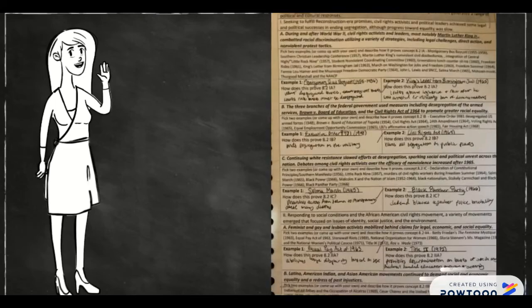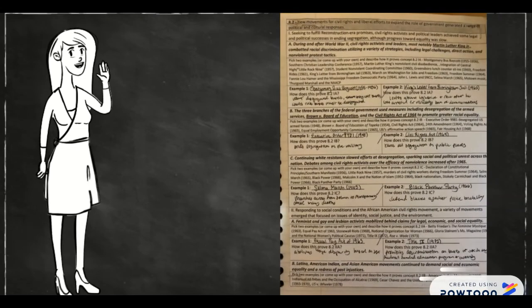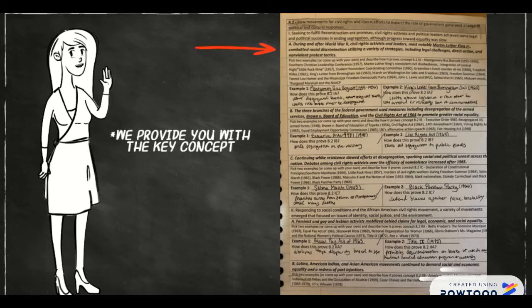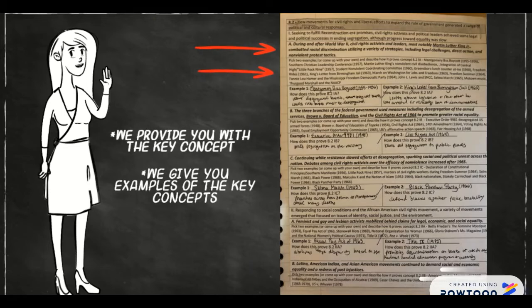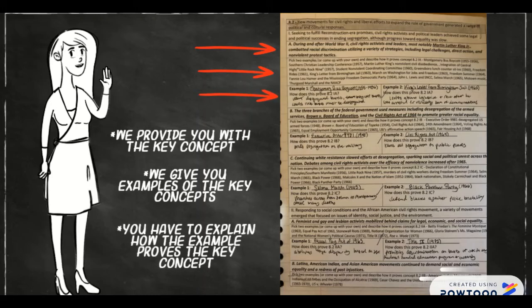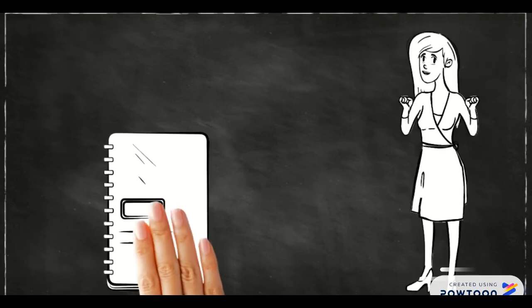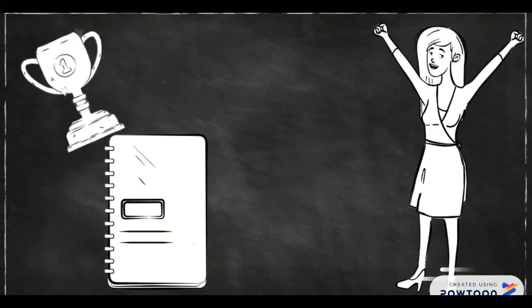What do you have to do with the key concepts? Well, let's look at this example. We provide you with the key concept. We give you examples of the key concepts. What you have to do is explain how the example proves the key concept. So that's it. That's all you need to have an awesome notebook.